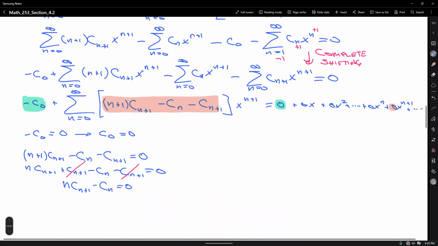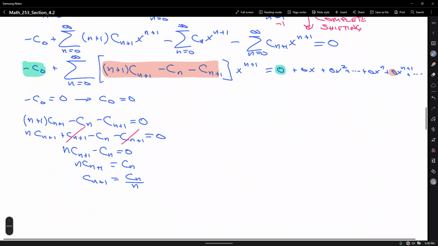Again, every time we come up with this recurrence relation, we solve this equation for the c with the largest subscript, in this case, c sub n plus 1. So that is n c sub n plus 1 equals c sub n, which is c sub n plus 1 equals c sub n over n. All right? And guys, we're ready to use this recurrence relation to generate some coefficients. All right? Here we go.